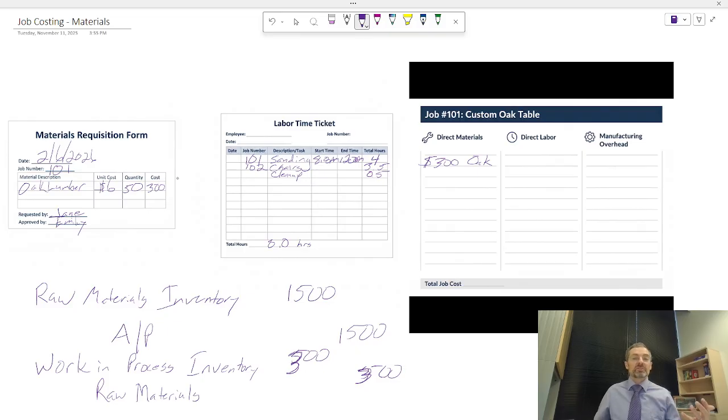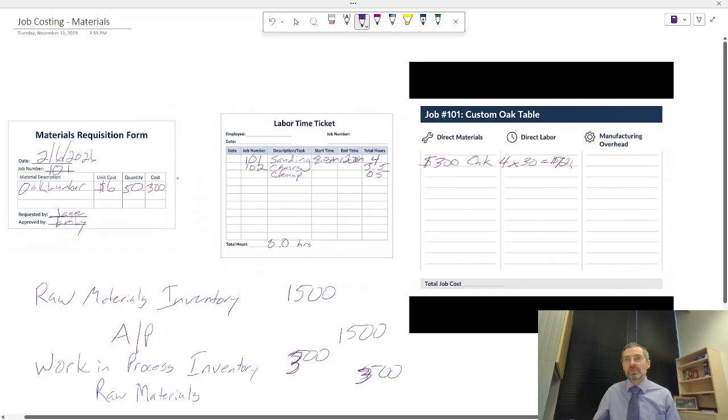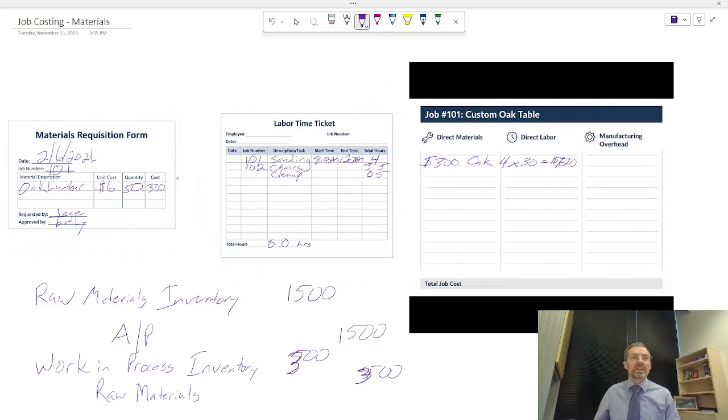Now, the accountant, again, is going to get this labor time ticket and divide things up as he or she can to the different jobs. So if we're looking at our custom oak table, we'll see, oh, Jane worked 4 hours on it. We paid Jane $30 an hour. So that's $120 worth of time going to that table. We'll do the same thing with job 102. We don't have job 102's job cost sheet, but the 3.5 hours that Jane worked on the chairs would then go on that job cost sheet.